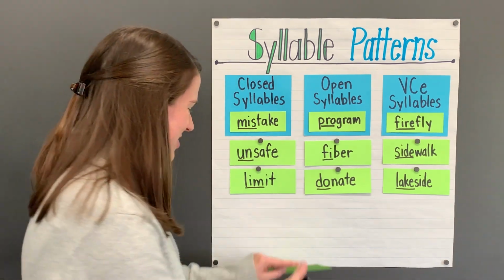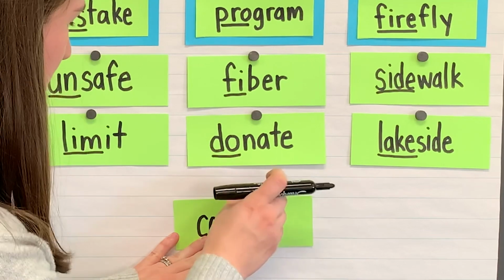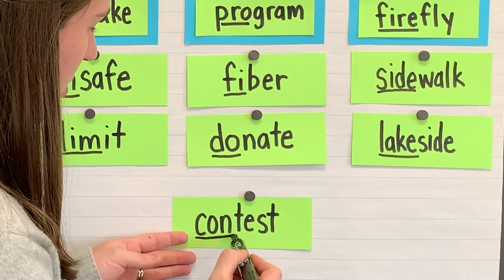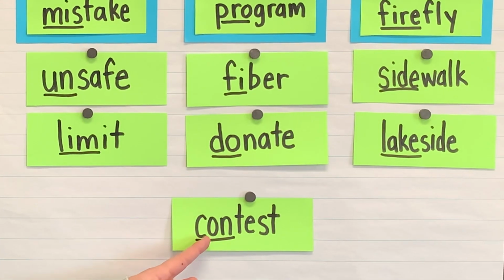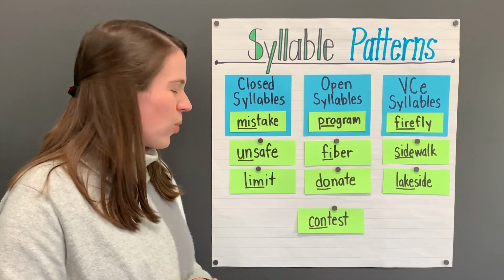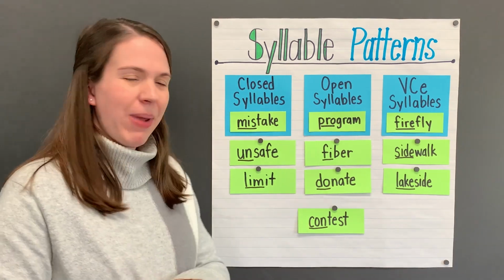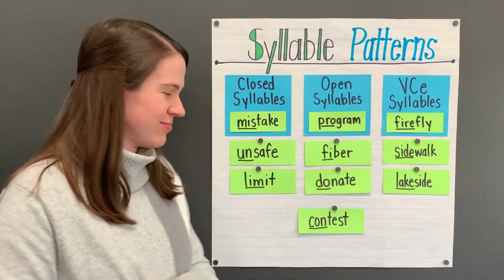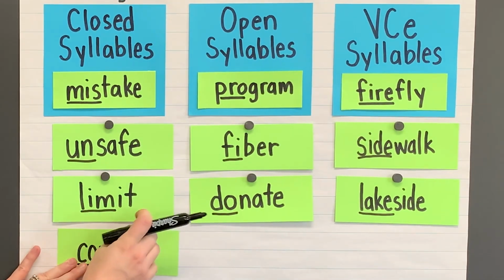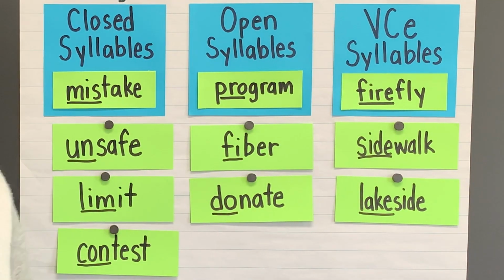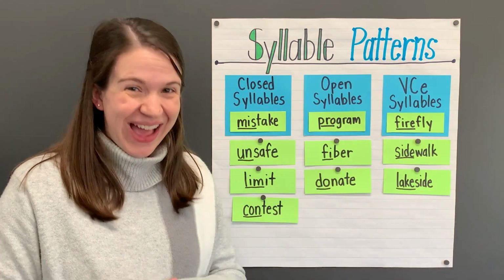A couple more. Let's see if we can do it. Here's our new word. Here's the first syllable. We divide between those two consonants. This is the syllable con. Where would you put this word based on the pattern we see in the first syllable? This word belongs in the closed syllable column because just like these other words, we see a vowel followed by a consonant. Let's read this word together. Contest. This word is contest.